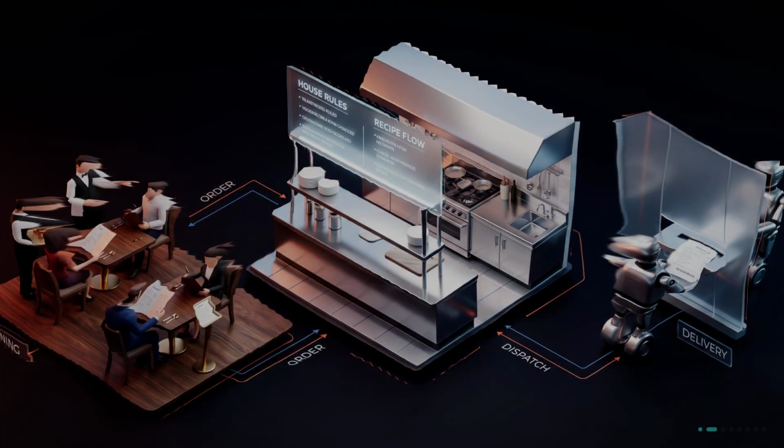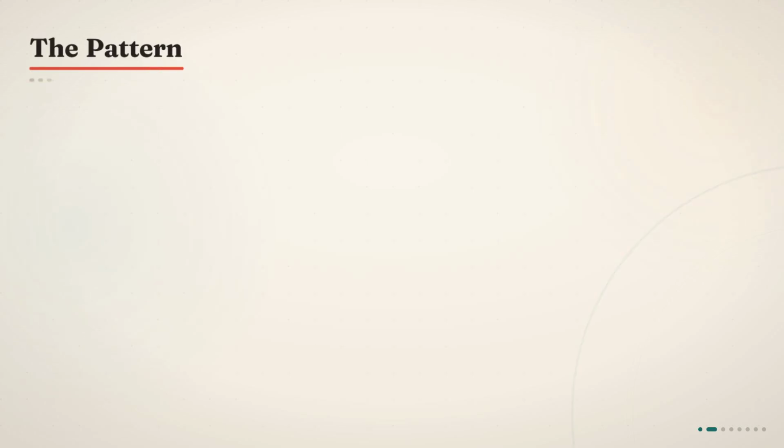To see why, picture a restaurant with two ways in. On the left, the dining room: menus, waiters, tables, guests reading and pointing at what they want. In the center, one kitchen, with one set of house rules about what gets cooked and for whom. And on the right, a delivery window, where couriers hand in structured order tickets. No menus, no small talk, just typed fields. That restaurant is the pattern this whole video is about.